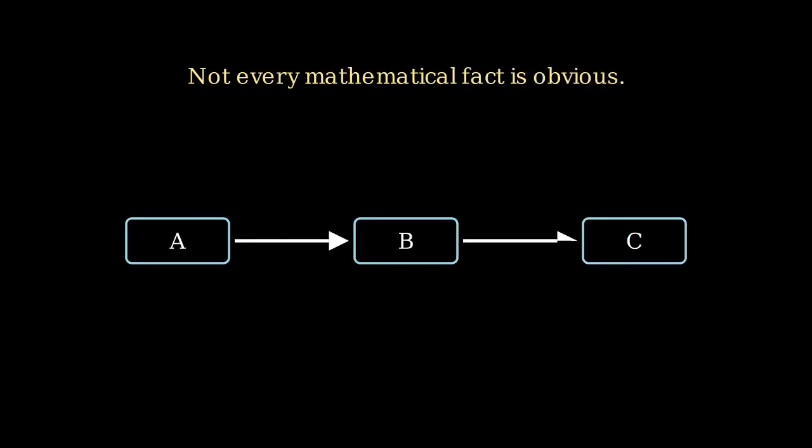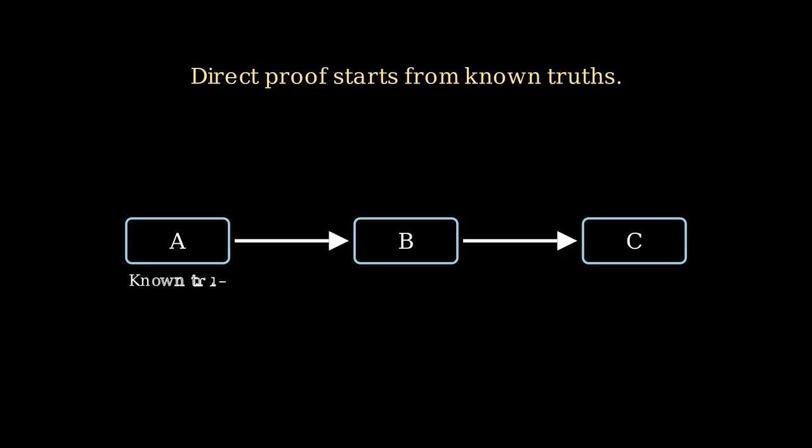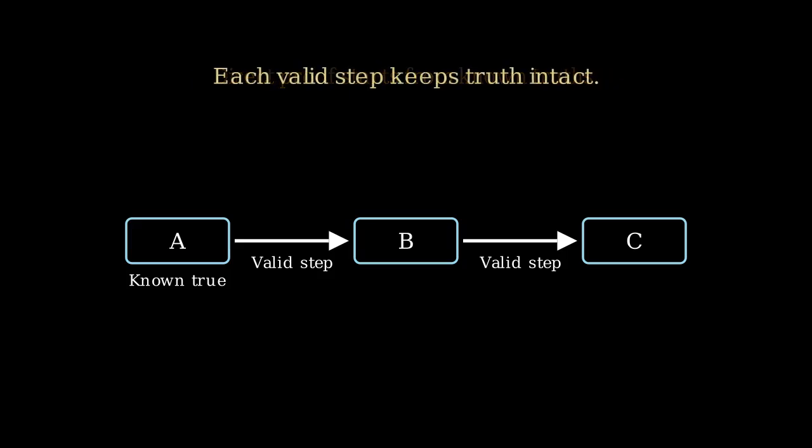Not every mathematical fact is obvious just by looking at it. Proof is how you show something is true forever, not just true in the handful of cases you happen to check. A direct proof starts from statements you already know are true, and takes logical steps that each preserve truth. If the starting point is true and every step is valid, the ending point has to be true as well.